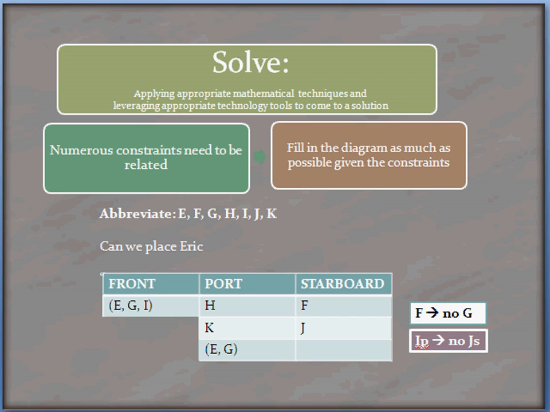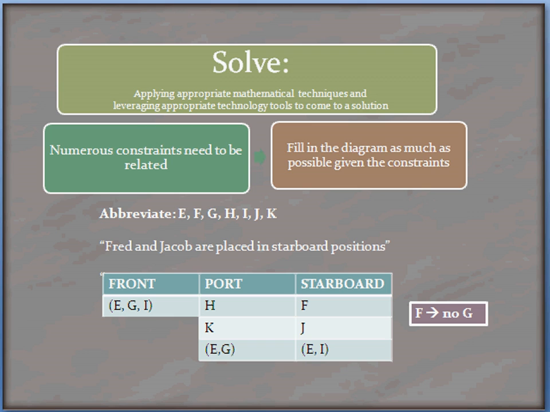Now we'll look at another constraint. Remember that we know that if Ian is on the port side, Jacob is not on the starboard side. Since Jacob is on the starboard side, we know that Ian can't be in the port side, so the only options for the port side are E and G. Finally, we have if Fred, then no George, meaning that wherever Fred is, George cannot be. So the only options for the starboard side are E and I.